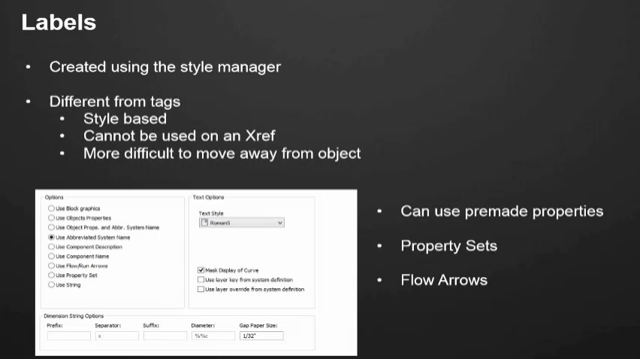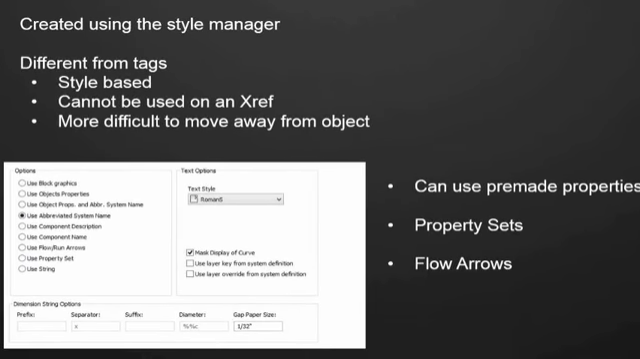And whereas a tag is very easy to move away from your pipe objects in any direction that you want, a label is more constrained to the object that you're tagging.